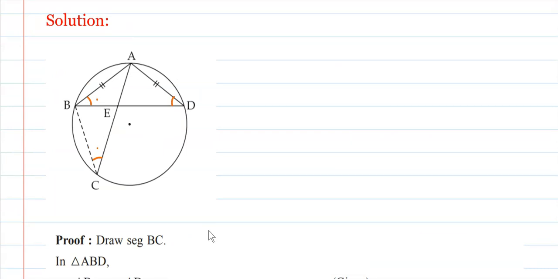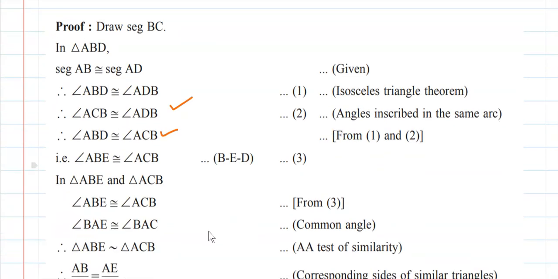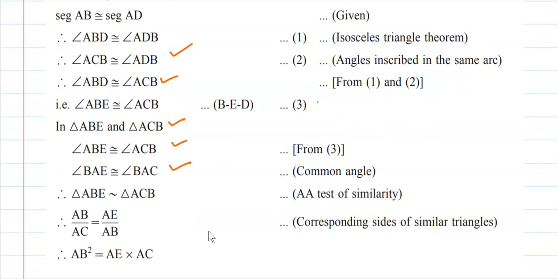Triangle ABE is congruent to... this is the first one. And what about this angle? Angle A is common to both. In triangles ABE and ACB, angle ABE is congruent to ACB. Angle BAE is congruent to BAC, it's a common angle. Therefore, these two triangles are similar by AA test. Their corresponding sides are in proportion, and therefore AB square is equal to AE into AC.